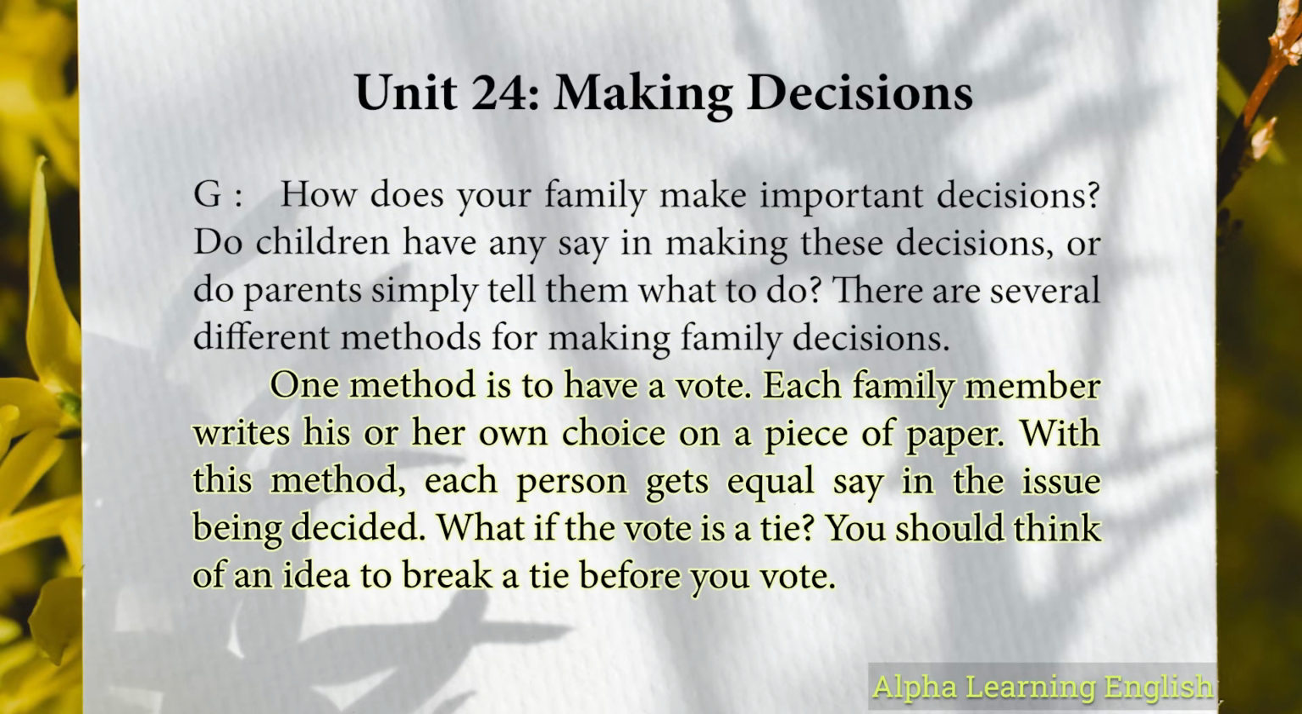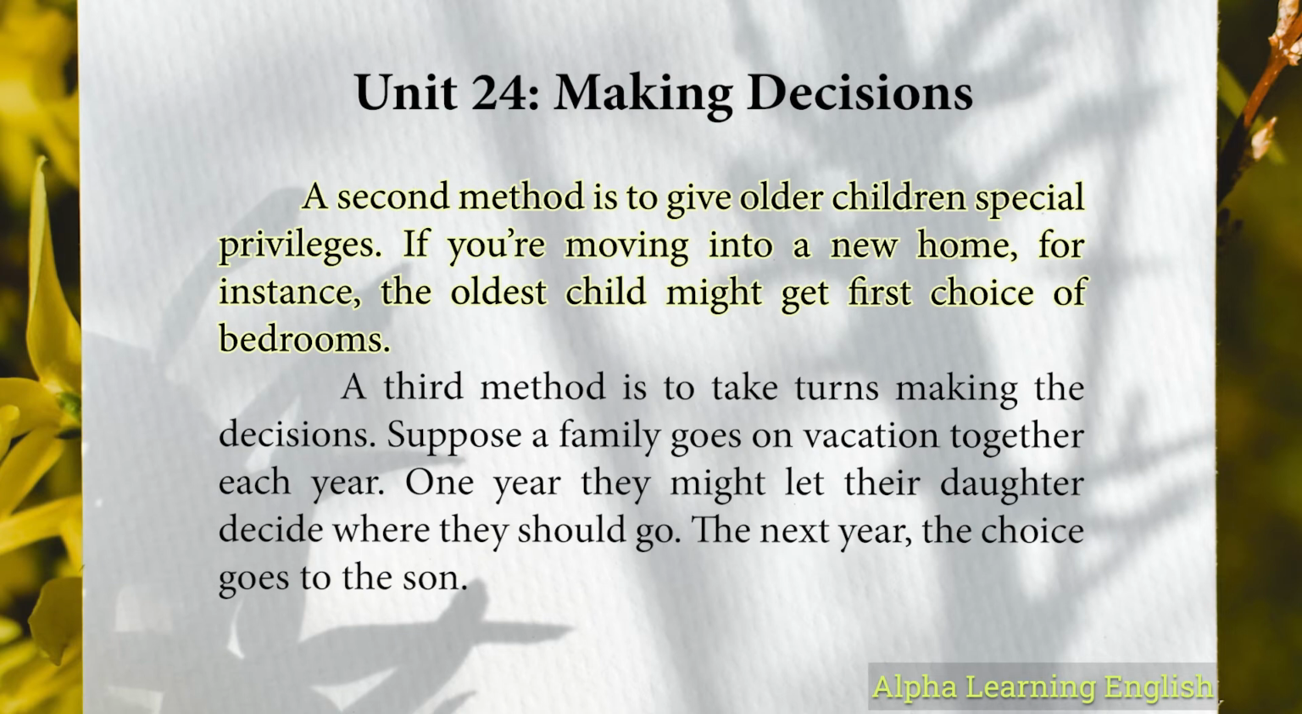Each family member writes his or her own choice on a piece of paper. With this method, each person gets equal say in the issue being decided. What if the vote is a tie? You should think of an idea to break a tie before you vote. A second method is to give older children special privileges. If you're moving into a new home, for instance, the oldest child might get first choice of bedrooms.